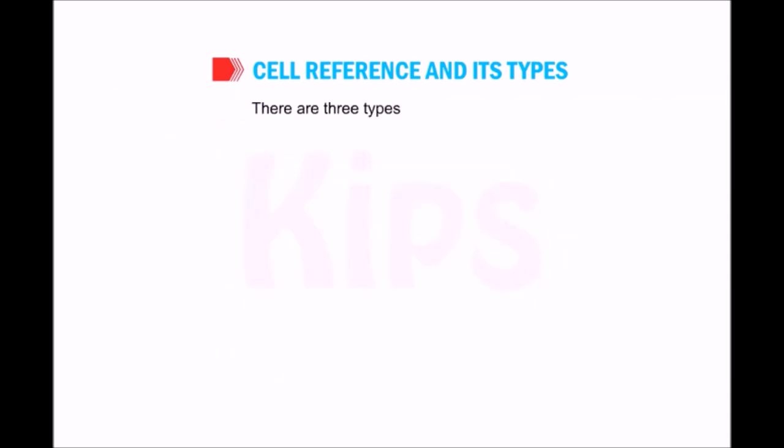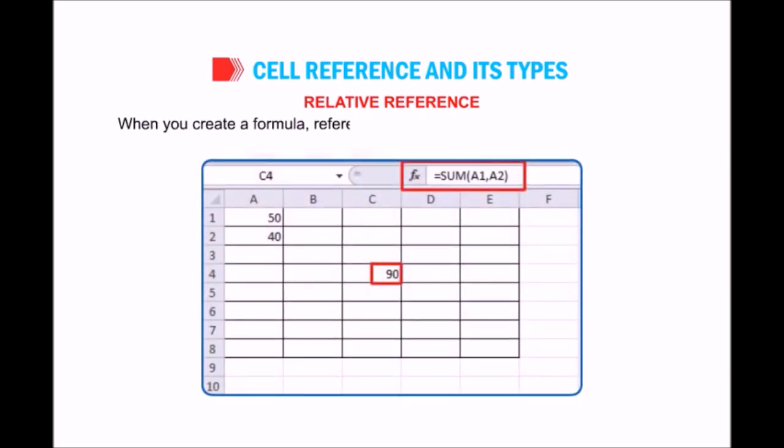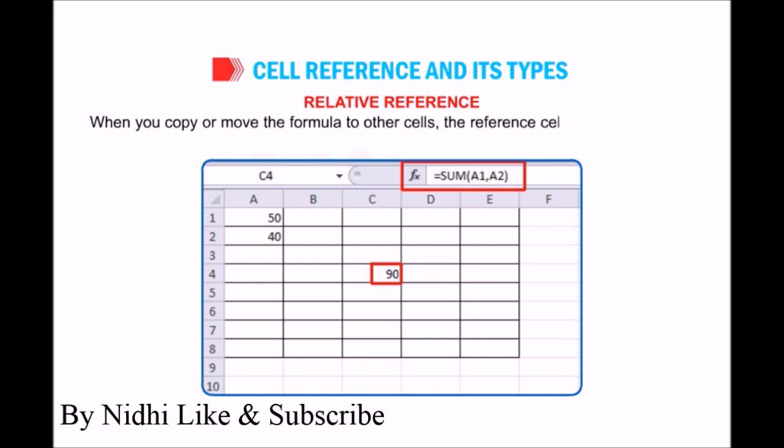There are 3 types of cell references. The first is relative reference. When you create a formula, references to a cell or ranges are usually based on the position relative to the cell. When you copy or move the formula to other cells, the reference to the cell automatically gets changed.